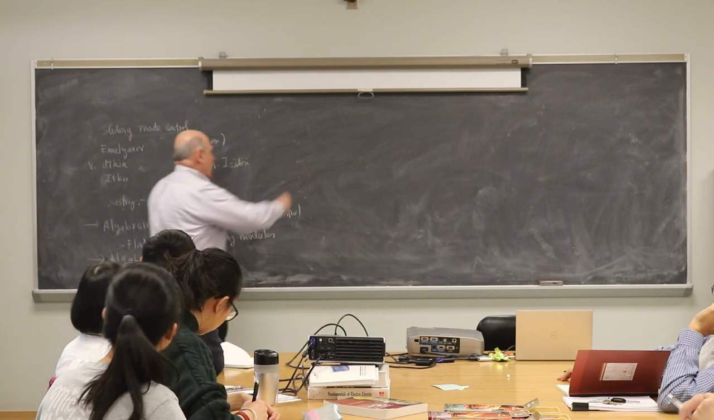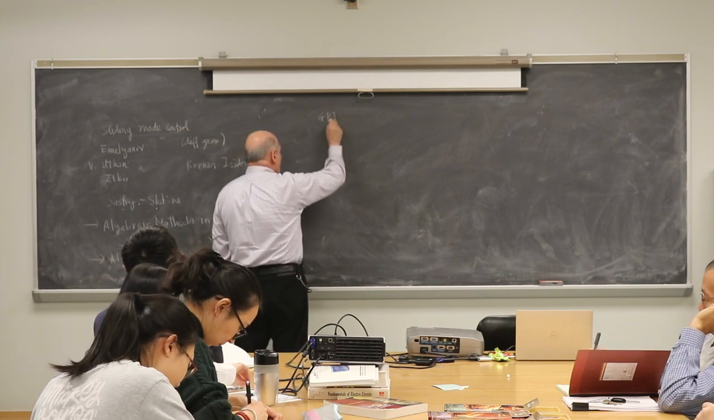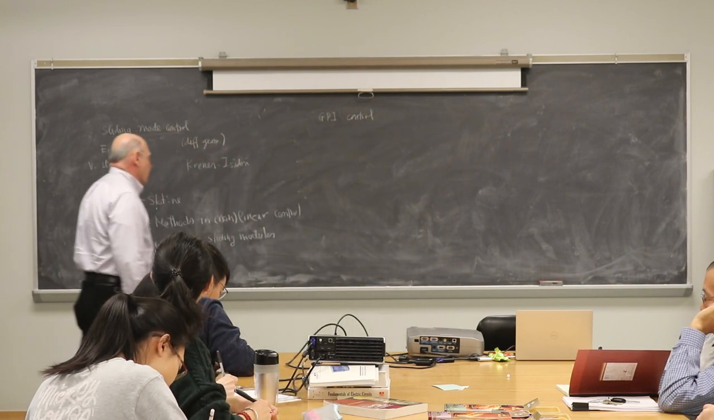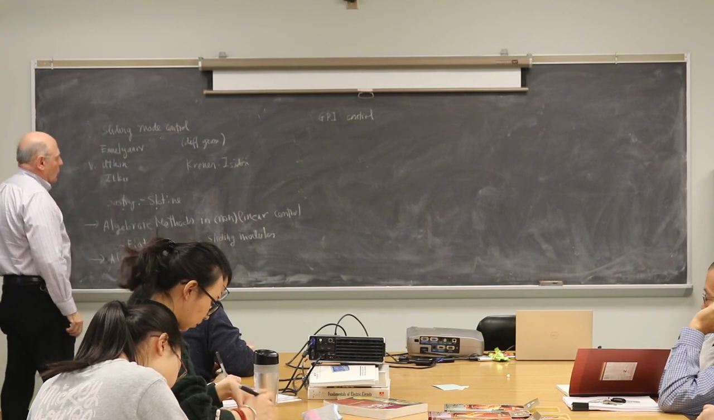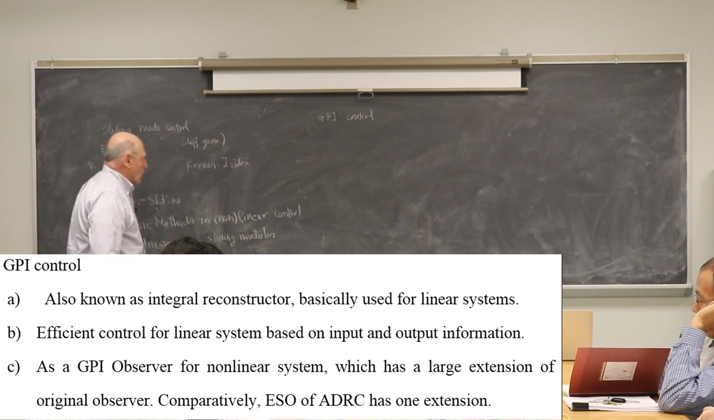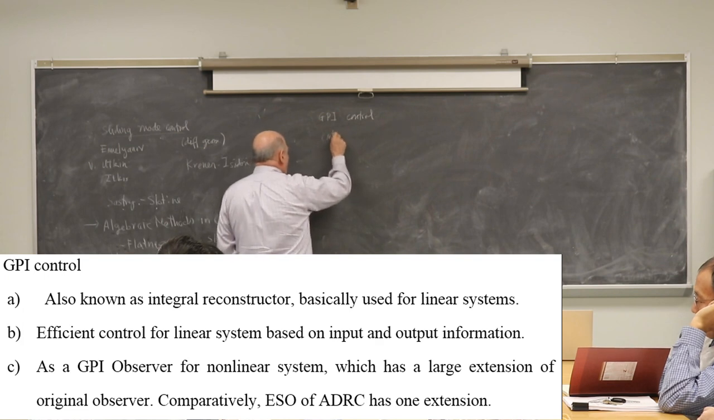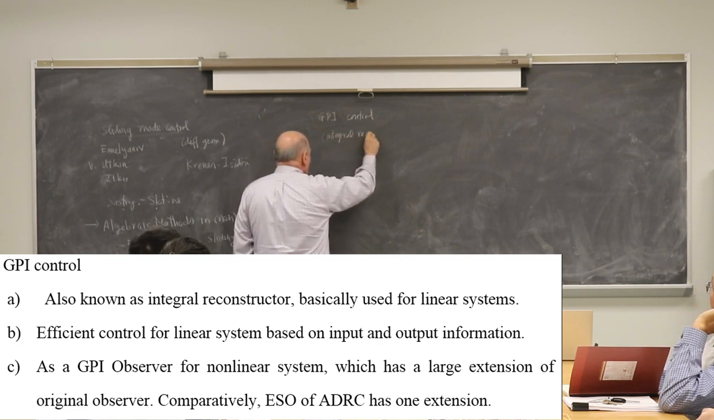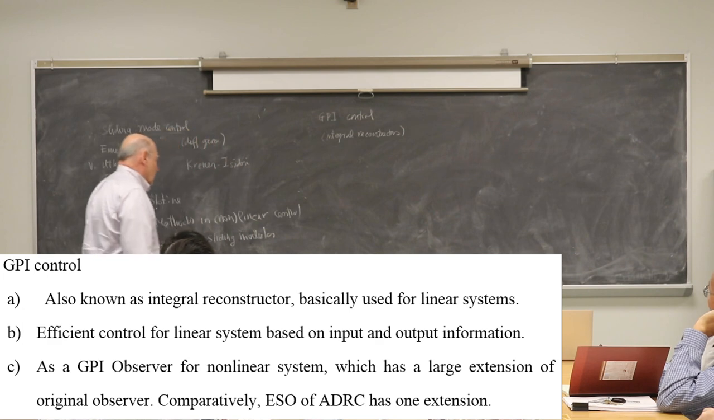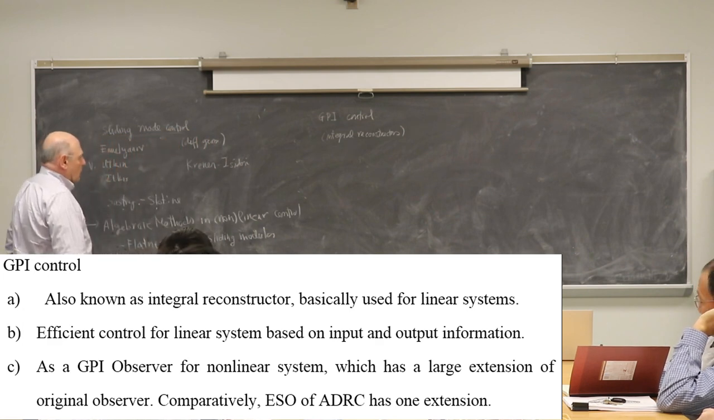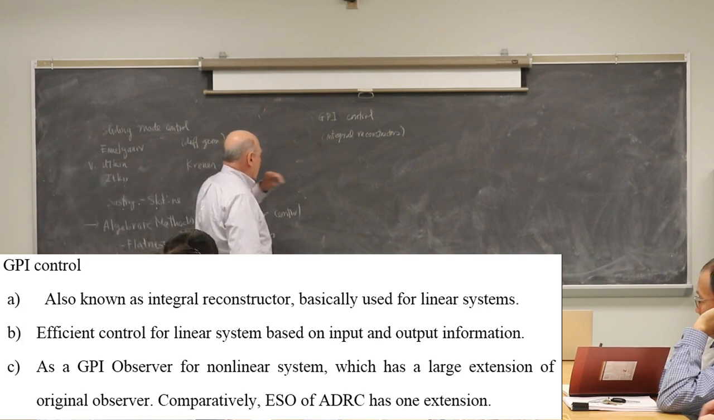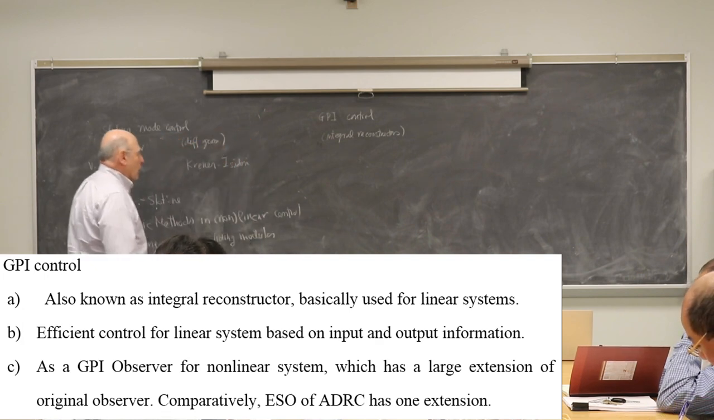And then we did something called GPI control as an outgrowth of our methods. GPI control was basically for linear systems. It was a way to control linear systems without using observers, but using what we name integral reconstructors. And you can show that using integral reconstructors, you can actually control a linear system very efficiently, whether it's monovariable or multivariable, whether it's continuous time or discrete time. You can do this in terms of inputs and outputs only.